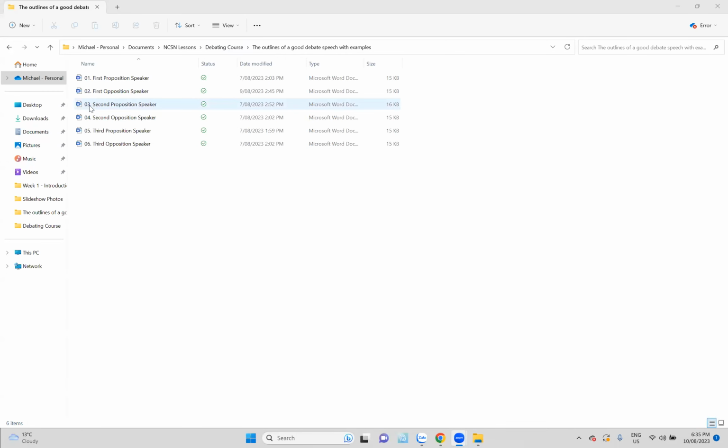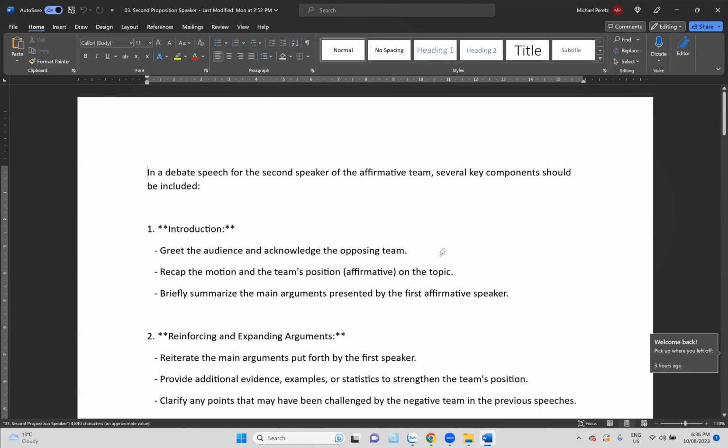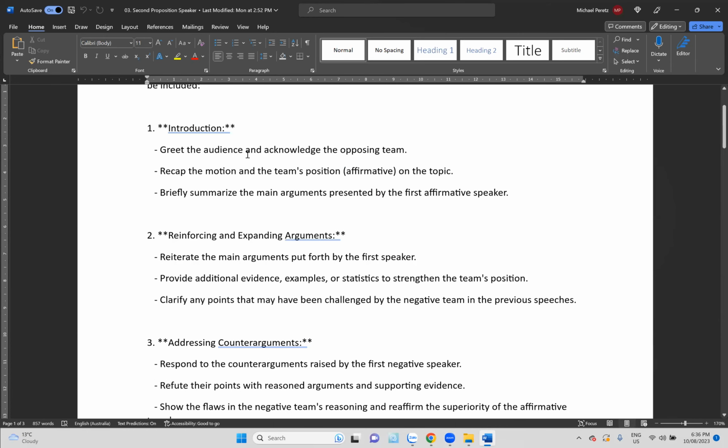Okay, so now we'll check out the arguments of the second proposition speaker, and we'll see what they have to contribute to their team's argument. So again, with the introduction, greet everybody, acknowledge everybody, be respectful, remind everybody about the motion and our team's position as the affirmative team. And then we need to briefly remind everybody about the main arguments that our first speaker made.